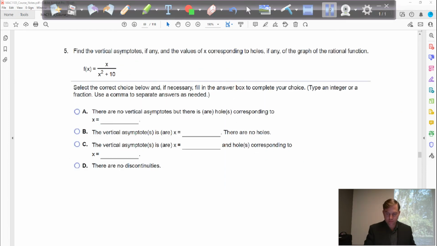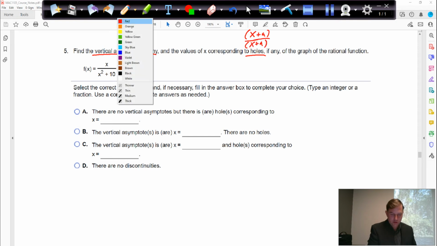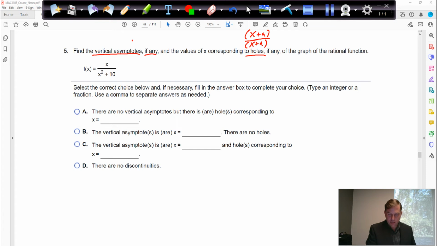Okay, in 5, they don't give us a picture. They say, find the vertical asymptotes, if any, and the values of x corresponding to holes. So holes are when I have some bubble and I'm able to cancel those. So if I have x plus a over x plus a, I cancel those, but I have a hole at x equal to minus a, the number that would have made that denominator 0.